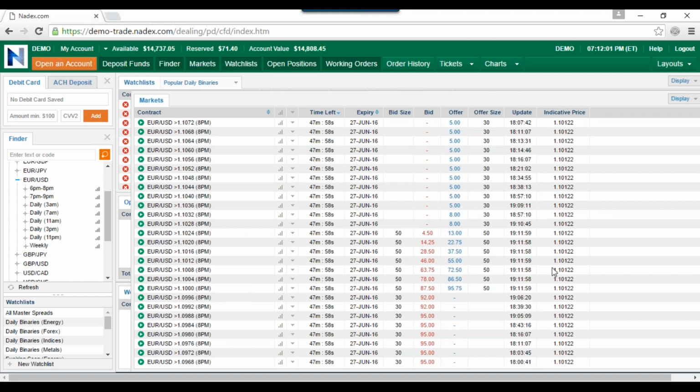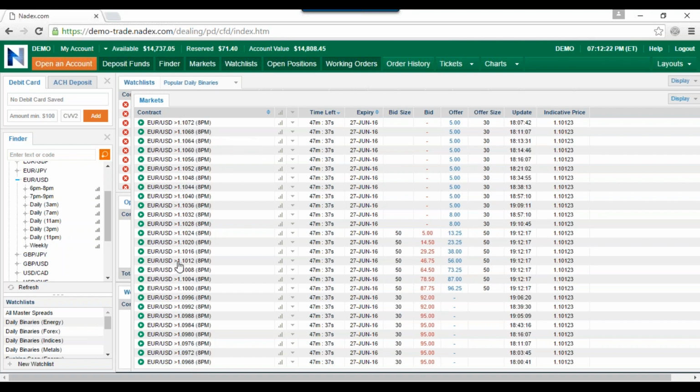Notice over here the indicative price. This is the current indicative price for this market. What is the indicative at? 1.1012, right? So the market's at 1012. Well, look, we've got strikes from 1072 all the way down to 0968, right? There's a bunch of strikes.